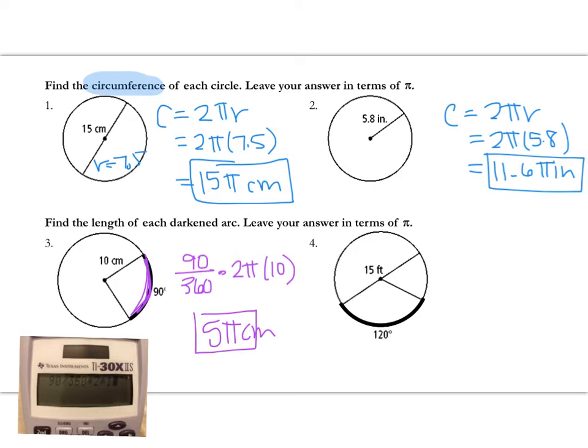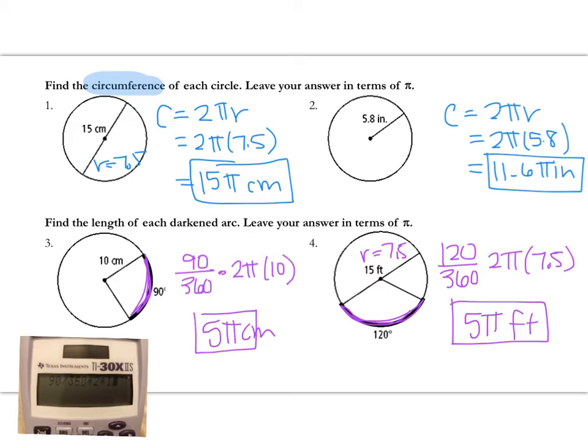Okay. For number 4, we're trying to find the measure of this darkened section. So we're going to start with what fraction of the circle it is. It's 120 out of 360. And then we're going to do 2 times pi times the radius. It would really be 7.5. Be careful that 15 is measuring the diameter. So we're going to put 7.5 there. And again, I'm just typing in, make sure you can type this in your calculator correctly. Everything but the pi. This one also turns out to be 5 pi. But that's in feet.